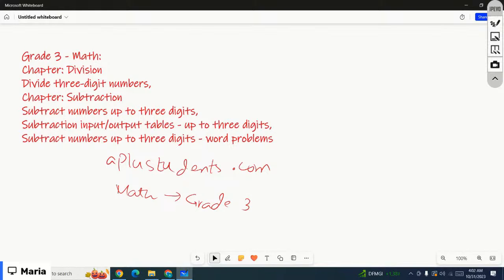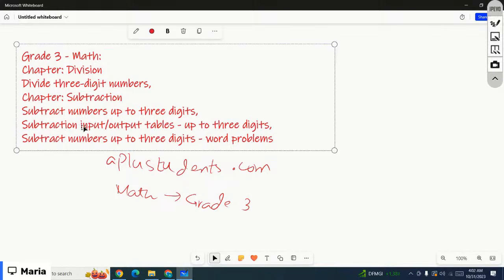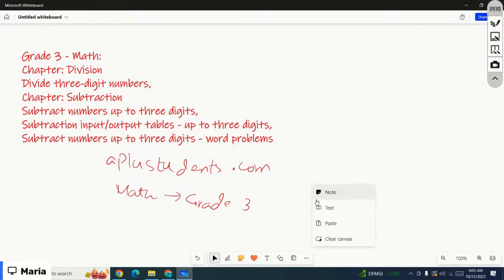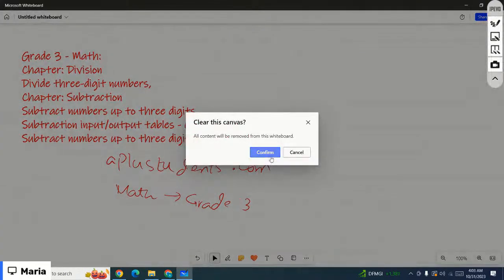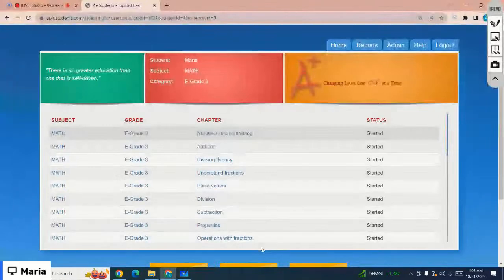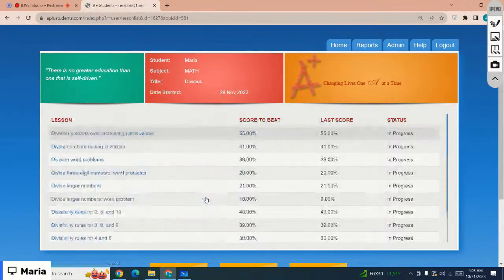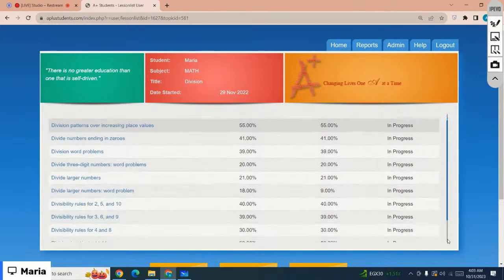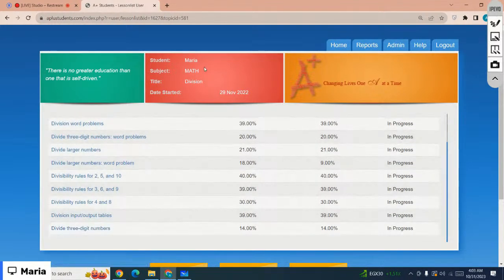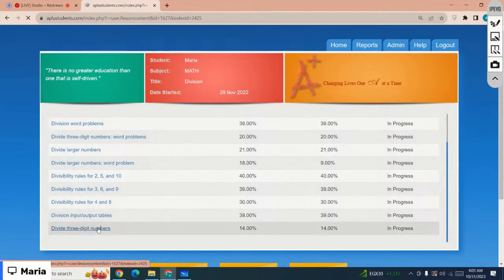That lesson is divide 3-digit numbers. We are already working on the chapter division, right? That is the last lesson of the chapter division. You have to divide using the long division method. So let's do some examples. How do you divide 3-digit numbers? Here is the chapter division, grade 3 math. The lesson is divide 3-digit numbers.